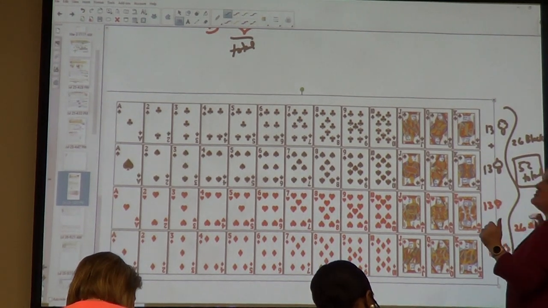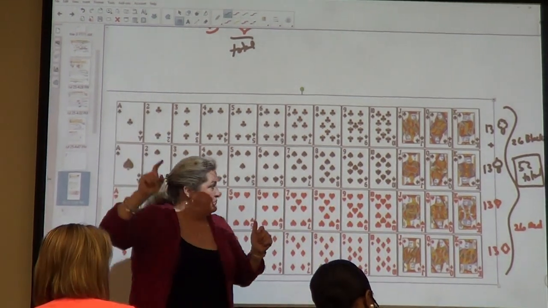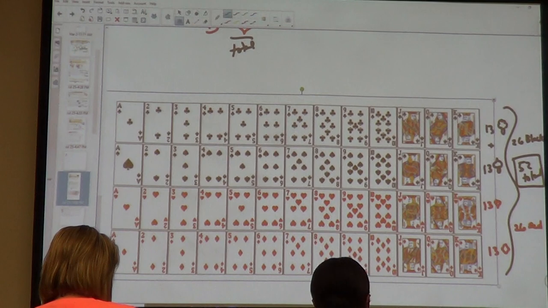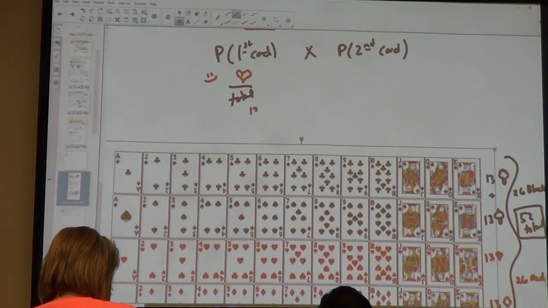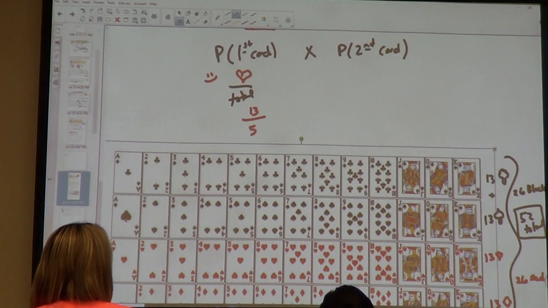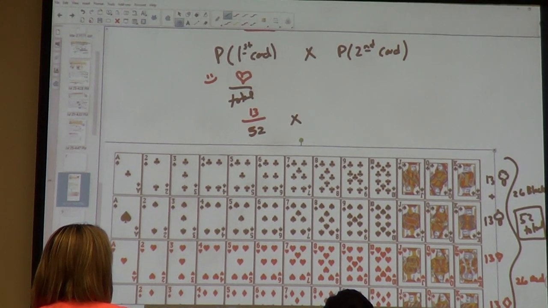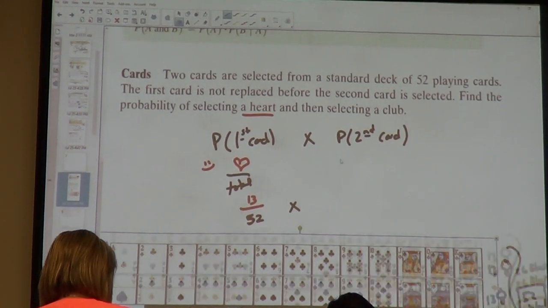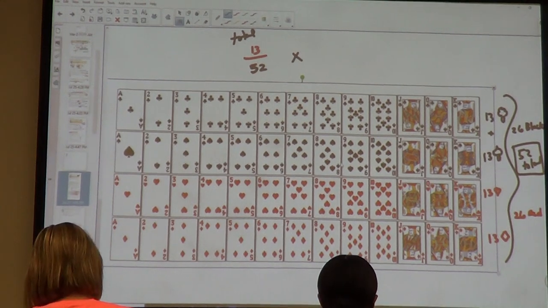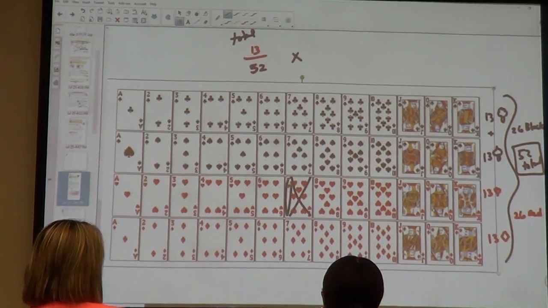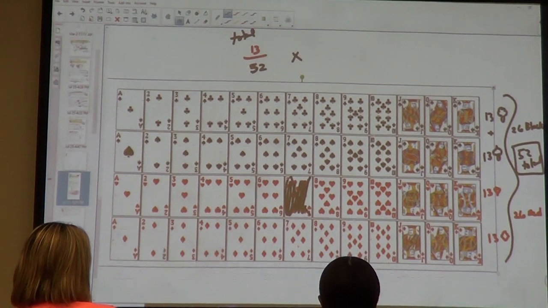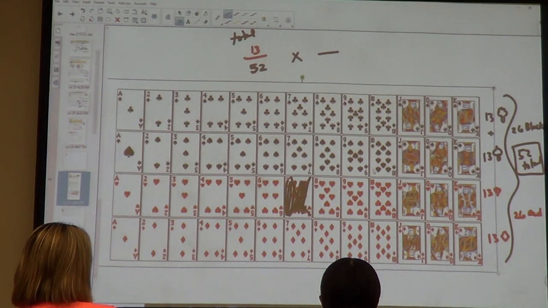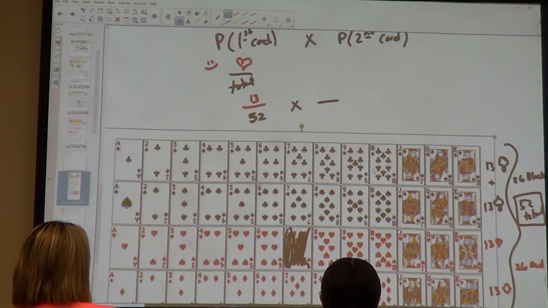Okay? Now, the question says, how many are hearts? 13. Okay? So there's 13 hearts out of how many? 52. Now, it says that we pick a card and it's not replaced. So that means we pick a card, any heart, and we put it in our pocket. So now when we go to pick the second card, how many cards are now left to choose from? 51.